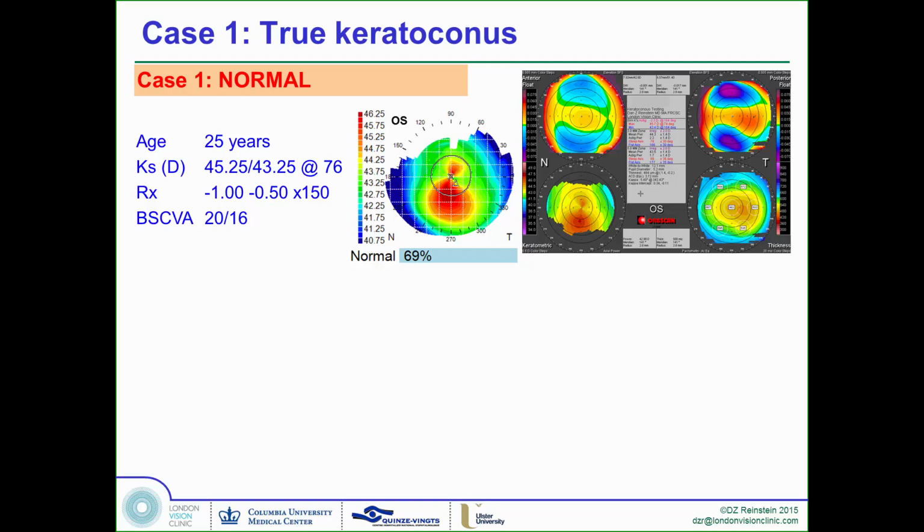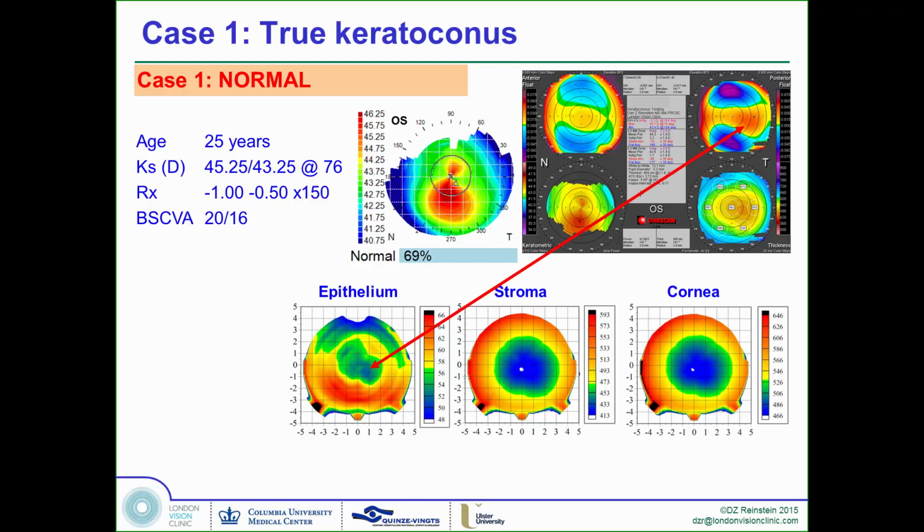So we're looking at these individually. Case 1 is a 25-year-old male with normal keratometry, very little cylinder, although slightly oblique. Of course, there was asymmetry in the bow tie pattern, but the best corrected visual acuity was 20/16, and the automated algorithm determined that this was essentially a normal cornea.